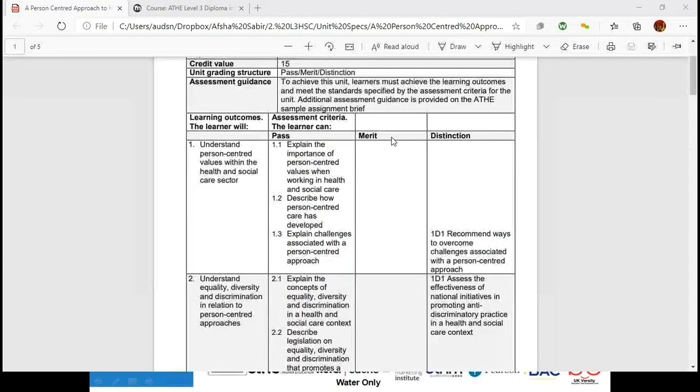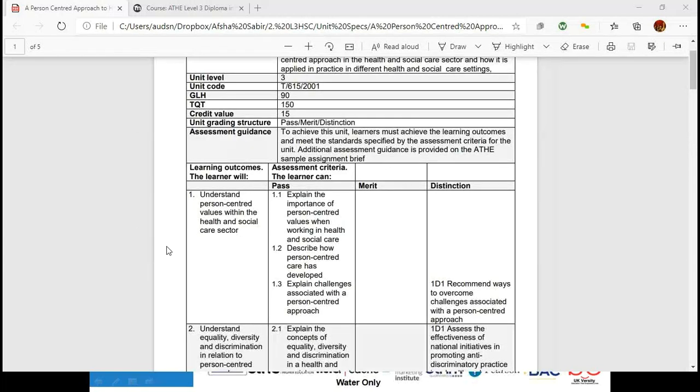So, for our first learning outcome, we're going to be looking at understanding person-centered values within the health and social care sector. And within this, there's 4 different questions. There are 3 pass ones, which is 1.1, explain the importance of person-centered.